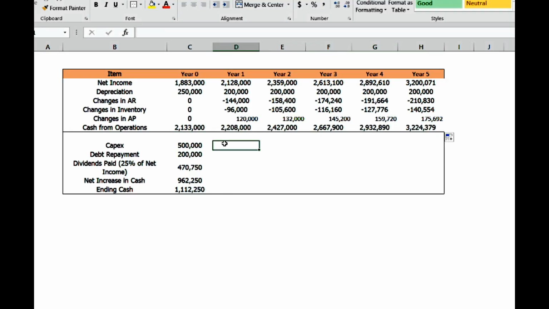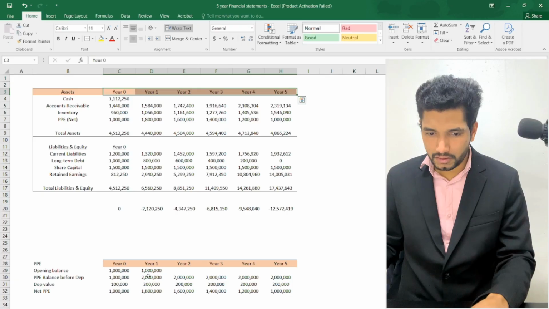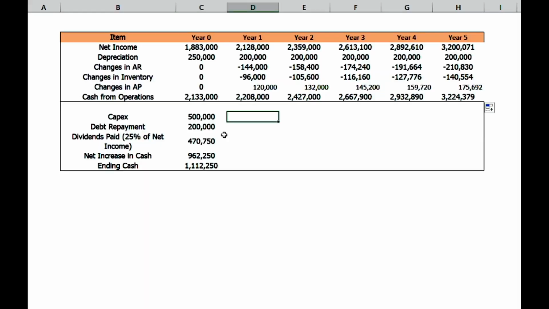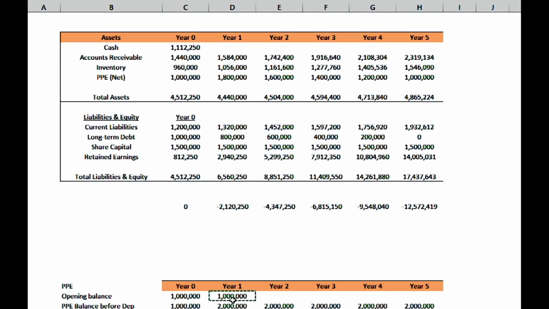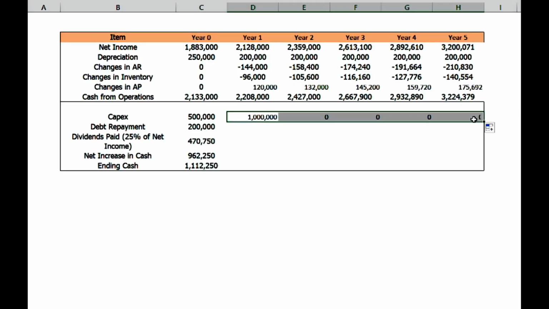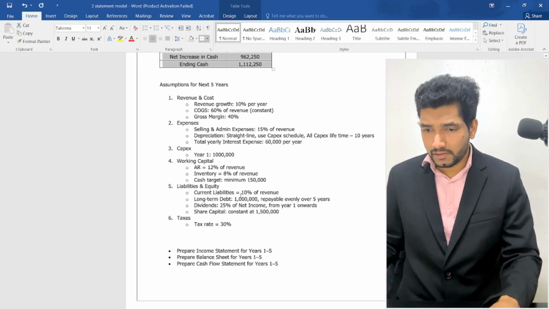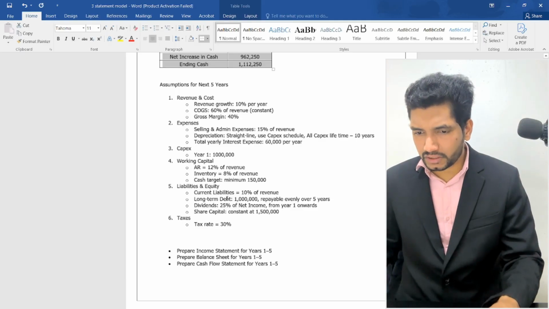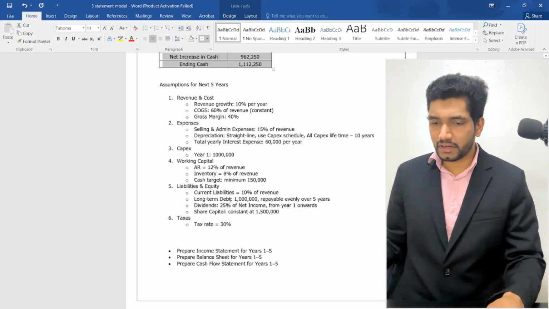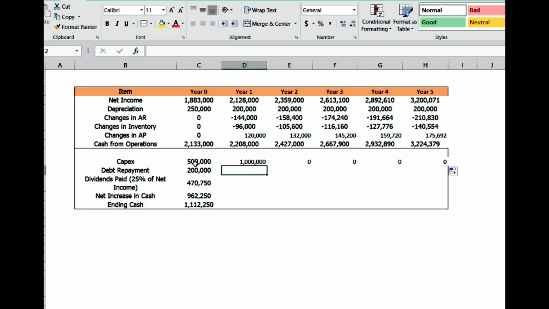Again my capex spending is already mentioned here. In year 1 there is a capex spending of 1 million. So I'm putting the same spending here. After that there is no spending, so I'm just dragging that formula, and nothing comes there because there is no spending. Then the debt repayment. Again, the long-term debt is 1 million, repayable eventually by year 5. So we already mentioned that.